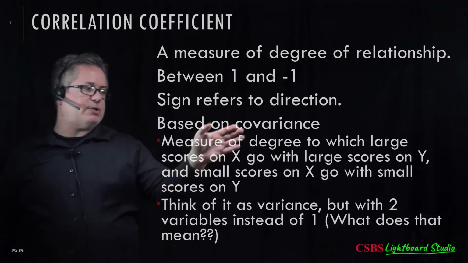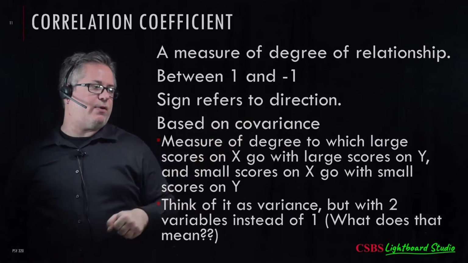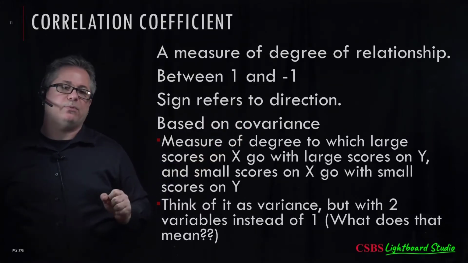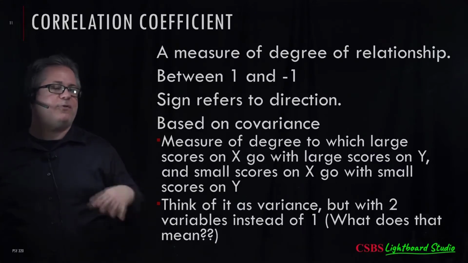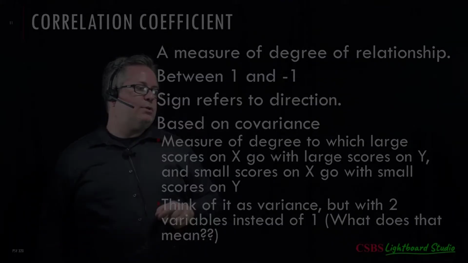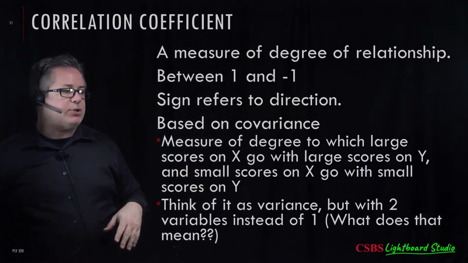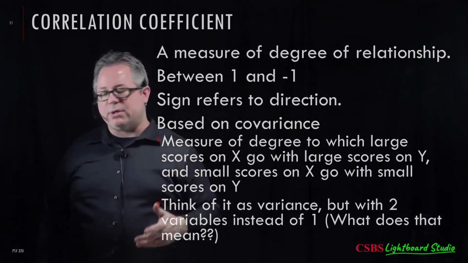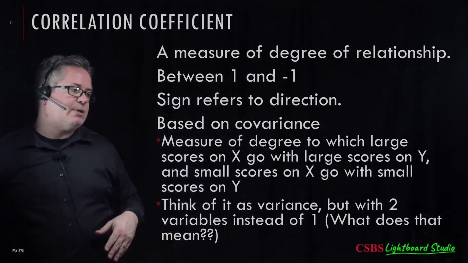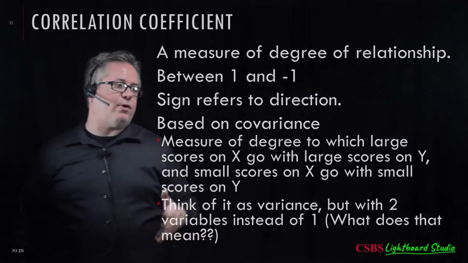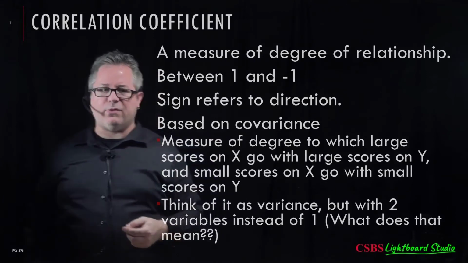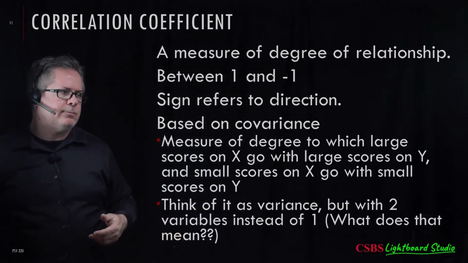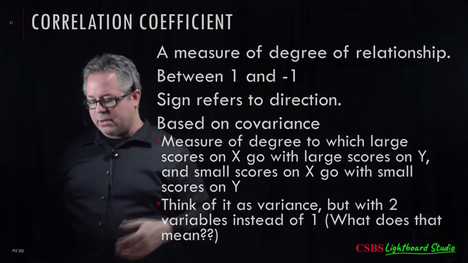Now, you should be able to see that there's variance in there. So covariance really just is talking about how much variables vary in a way, how much they share their variation or share their variance. So a measure of degree to which large scores on X go with large scores on Y and small scores on X go with small scores on Y. So think of it as variance, but with 2 variables instead of 1. And what does that mean? How do you have a variance with 2 variables instead of 1 variable? It doesn't even make any sense, right? Well, let's think about how we can do that.